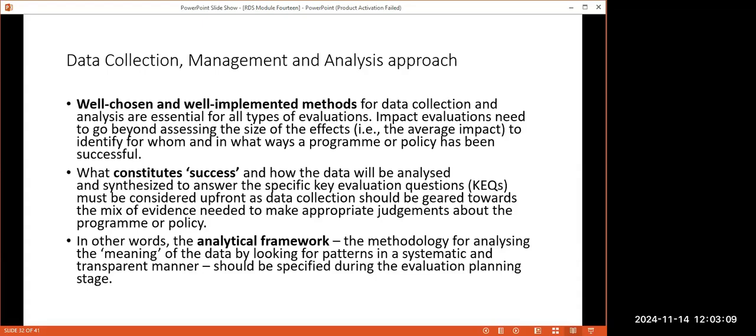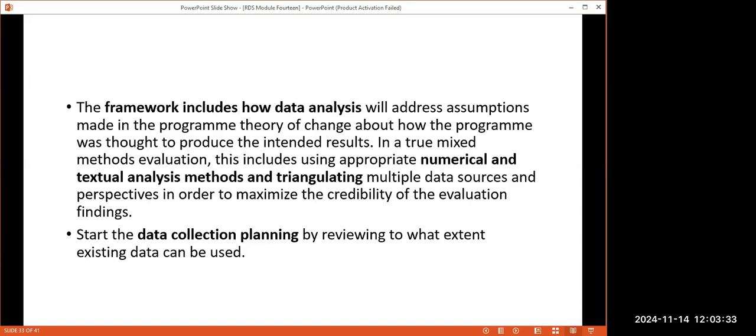So once you collect the data, then you also have the analytical framework where you do the analysis. The analysis is about the meaning. What does what you have collected mean? And this should be specified during the evaluation planning stage. All these things must be done early before the exercise begins. So the framework, which is the plan, includes also how data is collected and how it's analyzed.